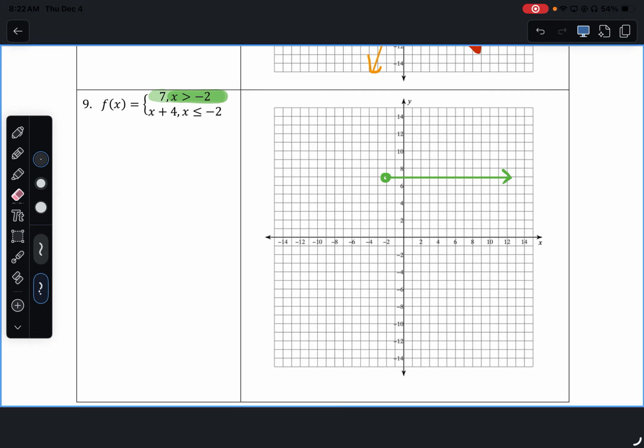And at 6, is it going to go to the right or to the left of 6? To the right of 6, so we can draw that in there. And will it have an open or a closed circle? Open. And then we will erase anything to the left of 6. And that is our graph.